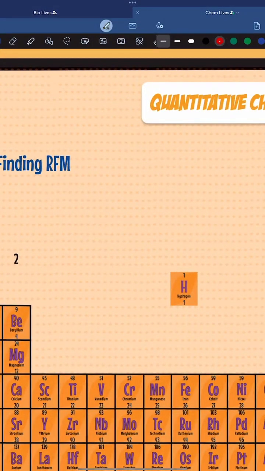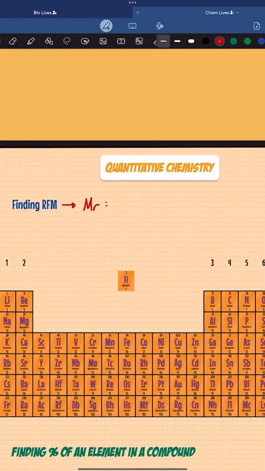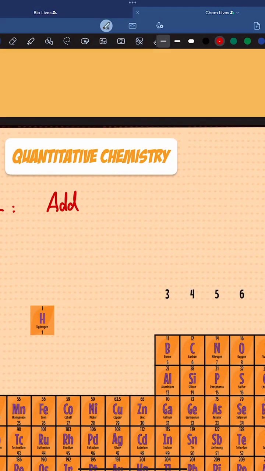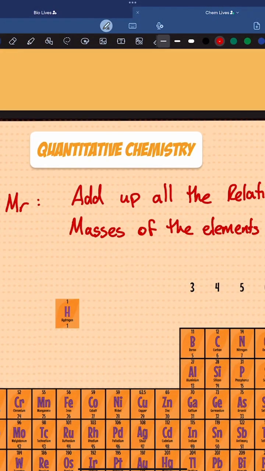So RFM, which we also call MR. How do you find out the MR of a compound? How can you do that? So for that, you need a periodic table. So down here, we've got periodic table. And what you do is you add up all the relative atomic masses of the elements in the compound.